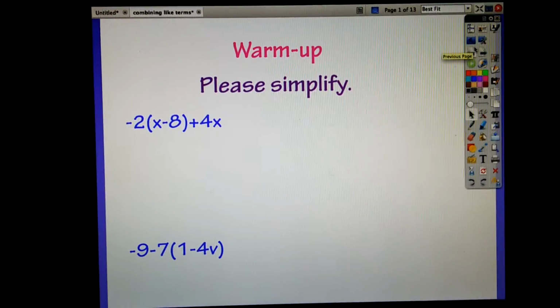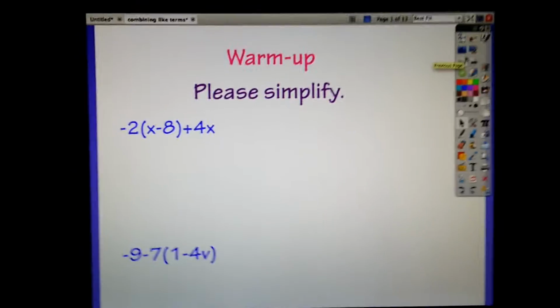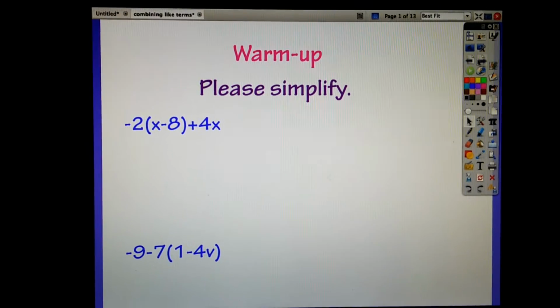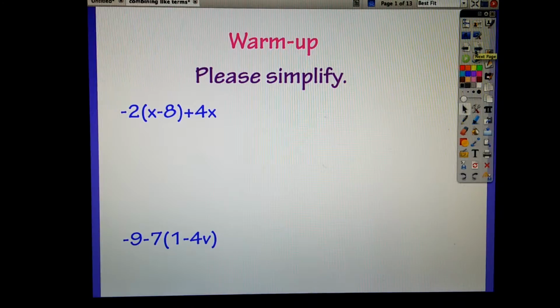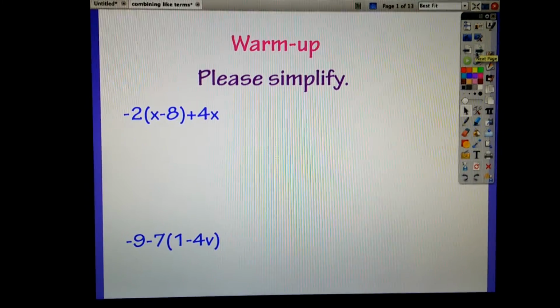For my interactive whiteboard lesson, I chose to use the program Active Inspire. Today we will be learning about combining like terms. As a warm-up, students will simplify the following expressions.